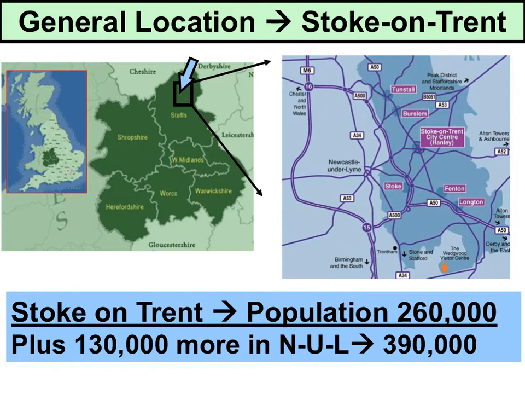We've zoomed in again on the right hand side map, and you can see Stoke-on-Trent. That dark blue area defines where Stoke-on-Trent is. So there's the 6 towns: Tunstall, Burslem, Hanley, Stoke, Fenton and Longton. It's got a population of about 260,000, plus to the west we have Newcastle-under-Lyme, and that's got a population of about 130,000. So in the North Staffordshire conurbation, so the built up area of North Staffordshire, there's a total population of about 390,000.